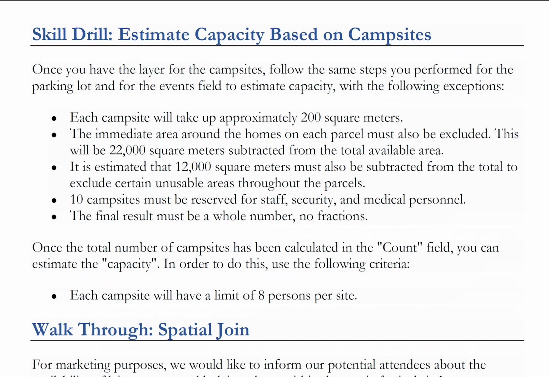The first thing to do is to figure out how much of the total area we can use for the campsites. There are two numbers we have to subtract from the total area before we can do anything. We have to subtract 22,000 square meters from the area to account for the homes, and another 12,000 square meters to account for unusable areas throughout the parcel. So our formula would look like this.